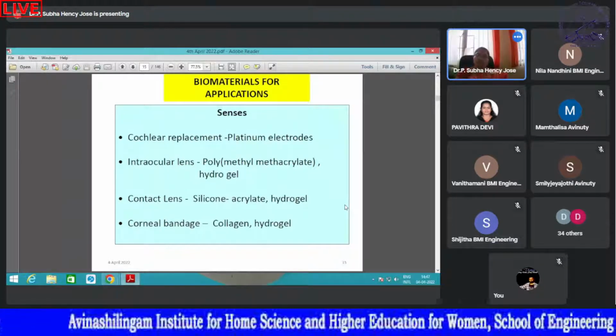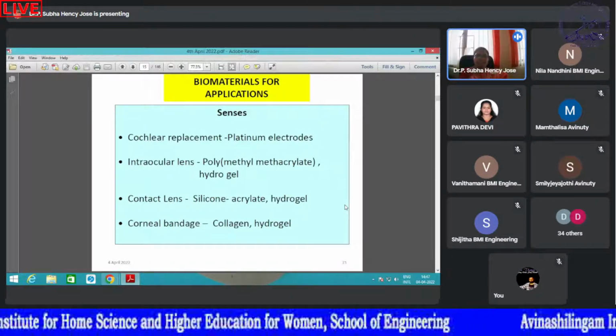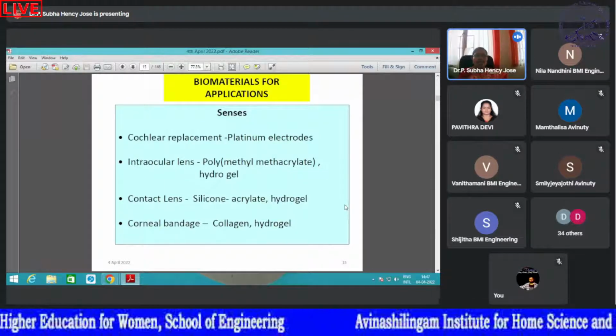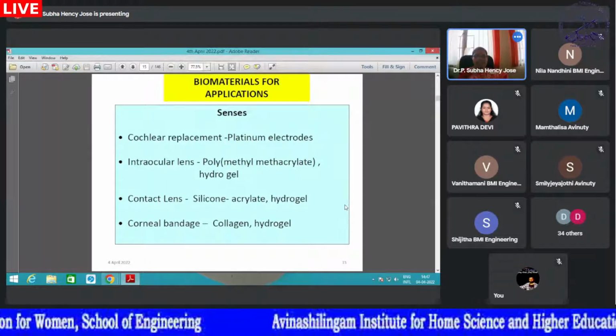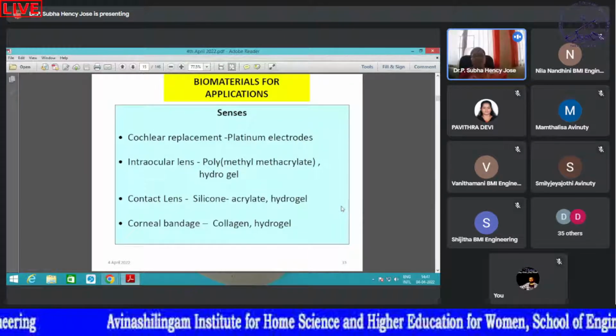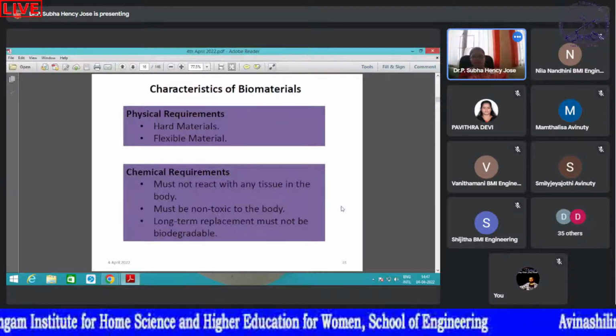They go for bone conduction. Okay, so directly the signal can be processed in the inner ear, and for that you make use of platinum electrodes. And then you have the intraocular lens, contact lens, and then you have the corneal bandage. So all these are various biomaterials used for sensing purposes.